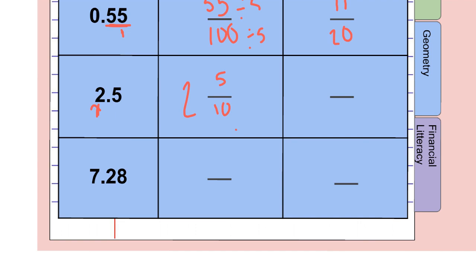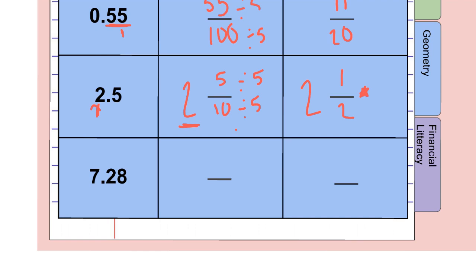Okay, 5 and 10, the greatest common factor is 5. So we're going to divide by 5, divide by 5. 5 divided by 5 is 1. 10 divided by 5 is 2. And then this whole number just comes straight on over. So our answer is 2 and 1/2. And some of you might have already known that 0.5 was equal to 1/2. And if you did, you could have just jumped straight to the 2 and 1/2 over here. Okay, and if you didn't, that's okay too. You did it the way that we just did it.